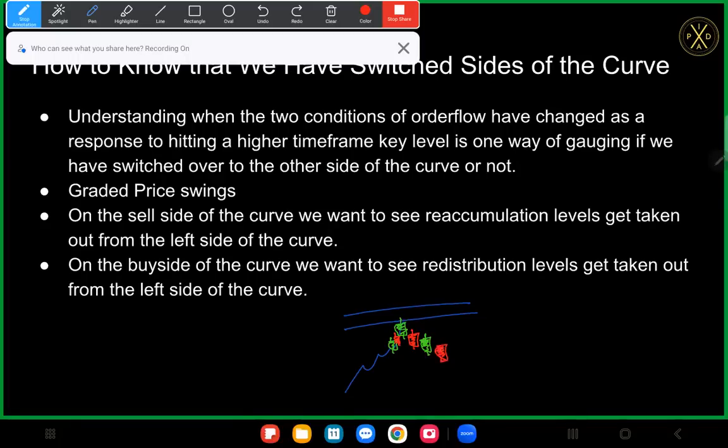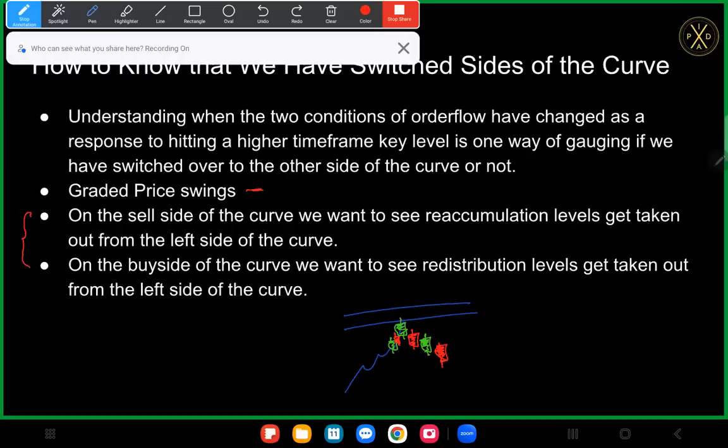And then these up close candles start to serve as resistance on price, right? So that's one indication that we've switched over to the other side of the curve. And then the other tool that you can use is these graded price swings, which I've already talked about in an earlier video. So you guys can go watch that if you haven't seen that already.